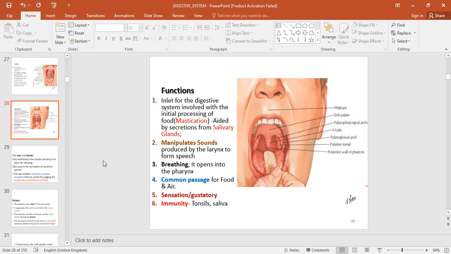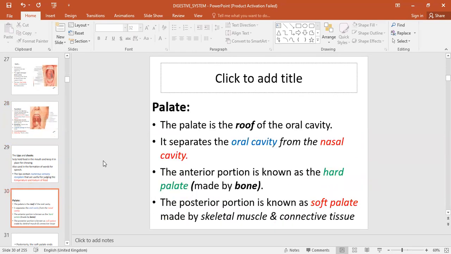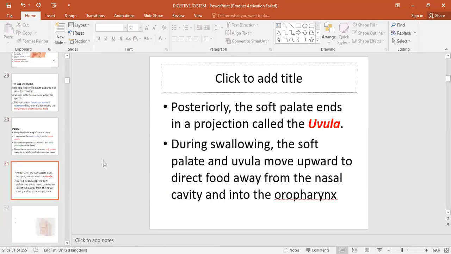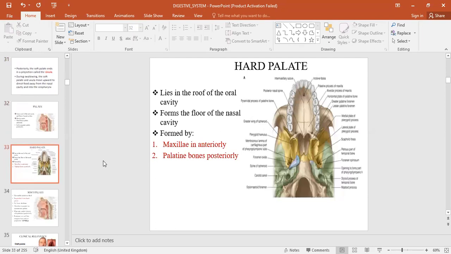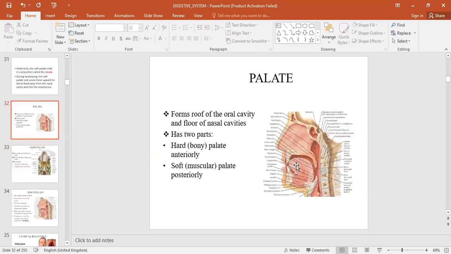So now we look at the palate. We are starting with the roof of the mouth, which is the palate. The palate is made up of two zones, the hard and soft palate. I'll use this diagram here. This is the mouth and tongue. You see the lower lip, upper lip, then these are teeth. That is a lip. That is the palate above there.